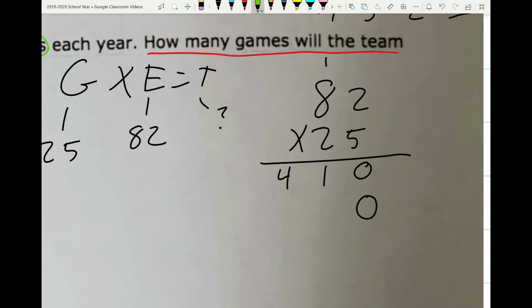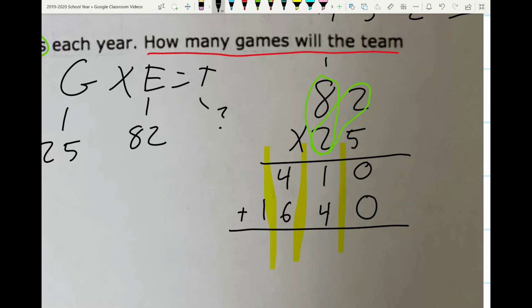Then the next thing I do is 2 times 2 and 2 times 8. 2 times 2 is 4. 2 times 8 is 16. Okay. Then I add everything up. Do you see how everything is lined up? Okay, that's how yours should be.